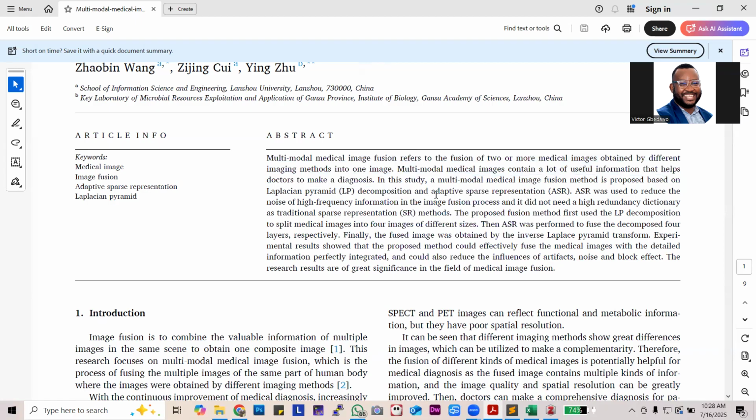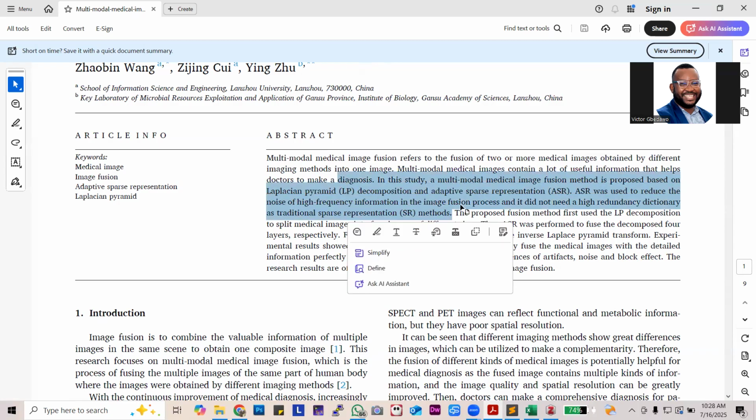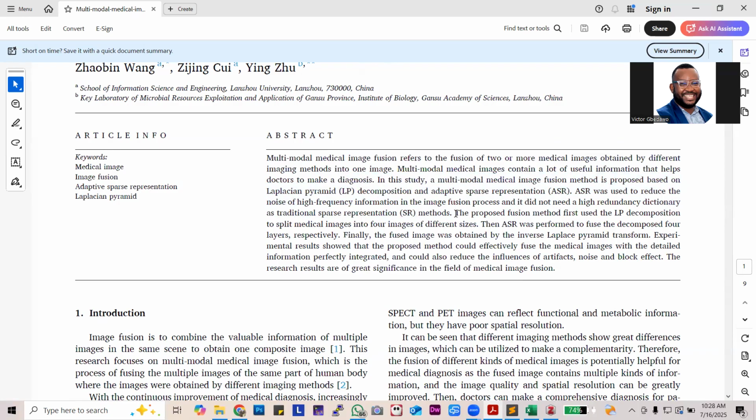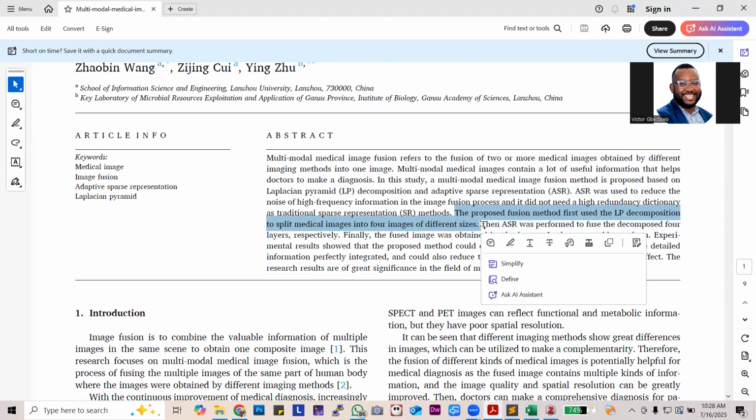Now, when we go further, it's telling us that the adaptive sparse representation is used or was used to also reduce noise. So you see another method was employed here. So all about methodology. Now we go to the next one. It says that the proposed fusion. So now this is their methodology. So what they adapted, what they did, has been mentioned here.